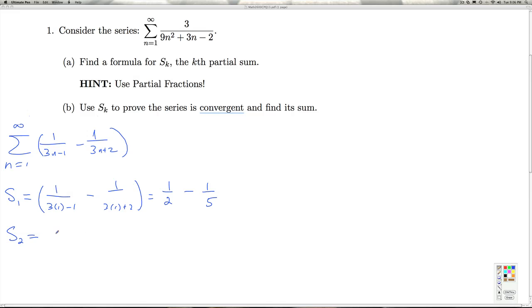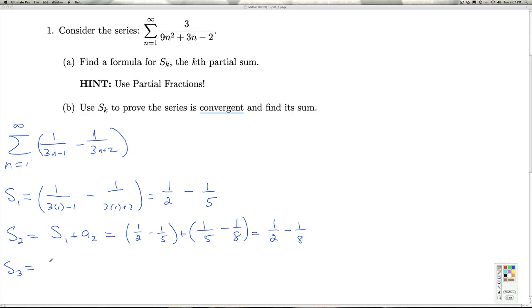Now, what's S sub 2? S sub 2 is the sum of the first two terms. So that's S1 plus the second term, A2. S1 I have is 1/2 minus 1/5. A2 I get by substituting in n equals 2. So I plug n equals 2 in here. I get 6 minus 1, which is 5. Minus, I plug in n equals 2 here. I get 6 plus 2, which is 8. So here I get 1/2 minus 1/8.